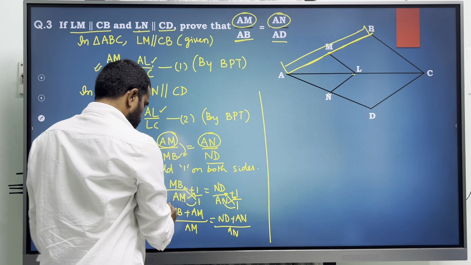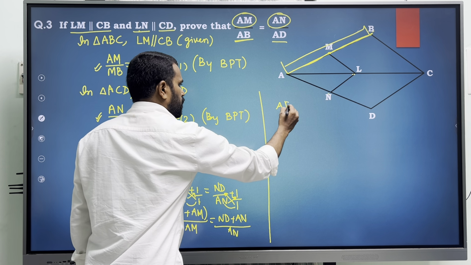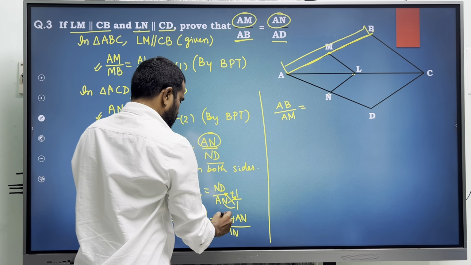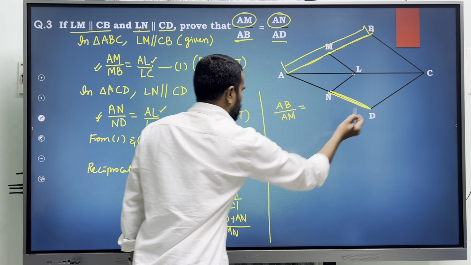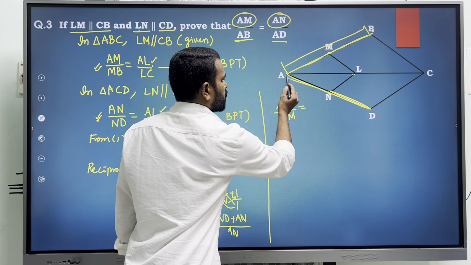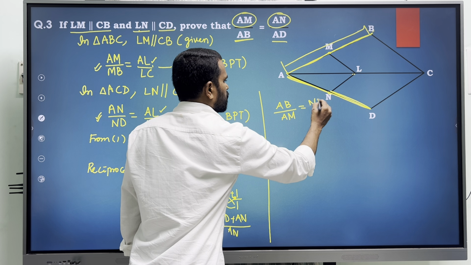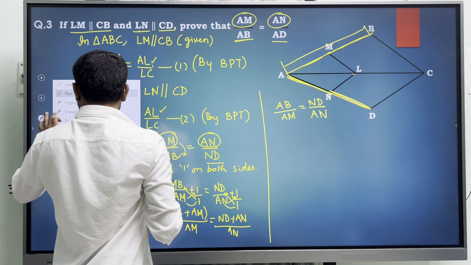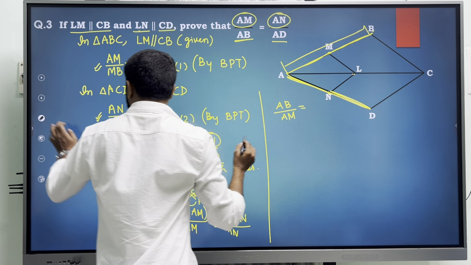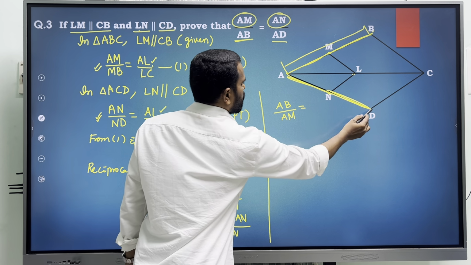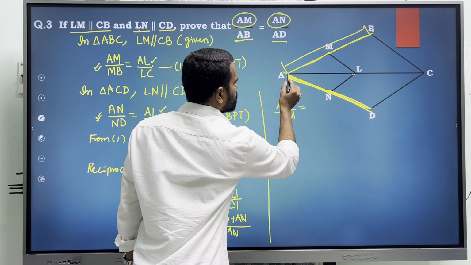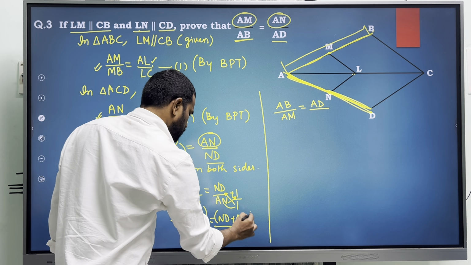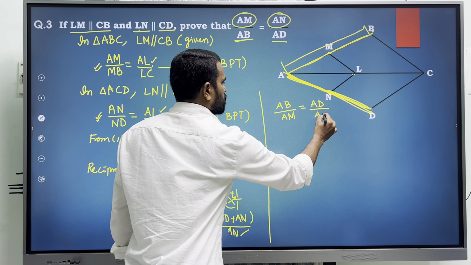This becomes AB by AM, retain this AM as it is, equals ND plus AN. So ND plus AN, these two, if you add, how much does it become? It becomes AD, and AN is already here.